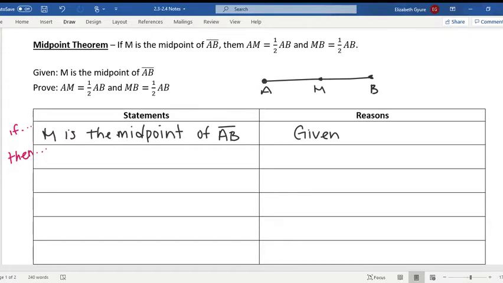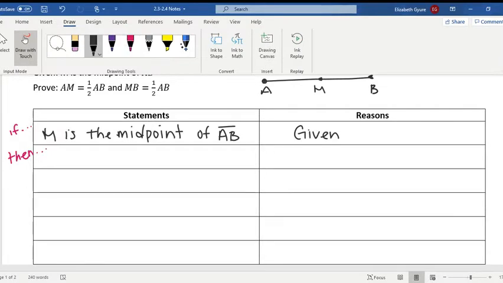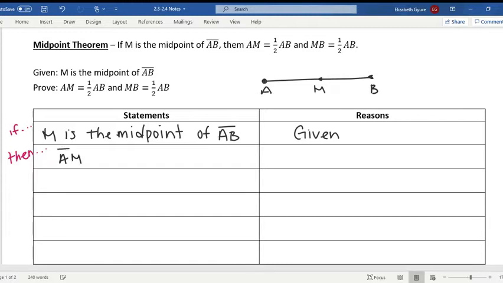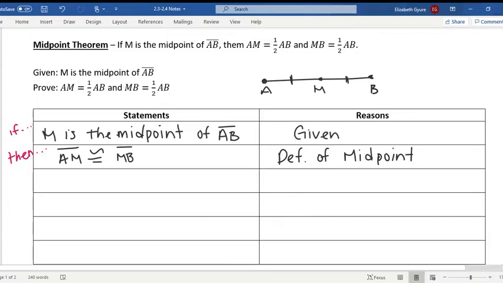Well, I know that segment AM is congruent to segment MB. Because if this is the midpoint, then I know either side is going to be congruent. I knew that because if I have a midpoint, then I have congruent segments. So what was my reason? Definition of a midpoint. And I have a tendency to abbreviate definition, which you're also welcome to do.